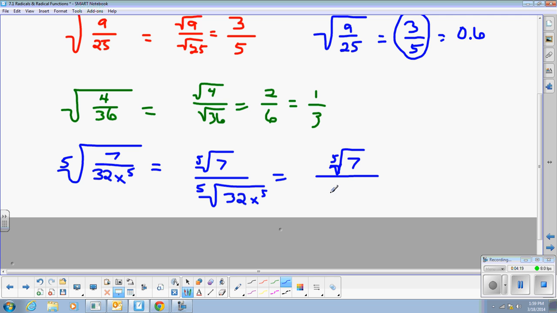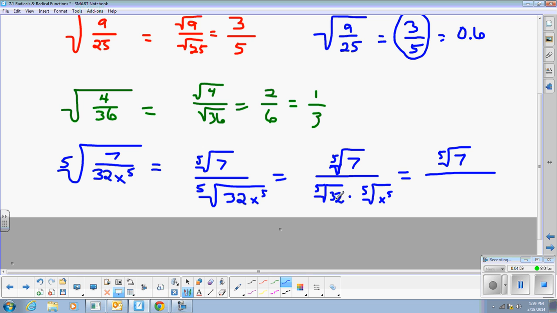Then, on the bottom, I'm actually going to use the product rule to help me with this. I'm going to break this apart into the 5th root of 32 times the 5th root of x to the 5th. And I will work each part, the numerical factor and the variable factor, separately. So how does that work in the end? I have the 5th root of 7 over, and now I go back underneath. Is there a 5th root of 32?